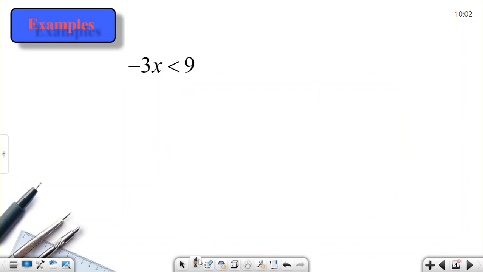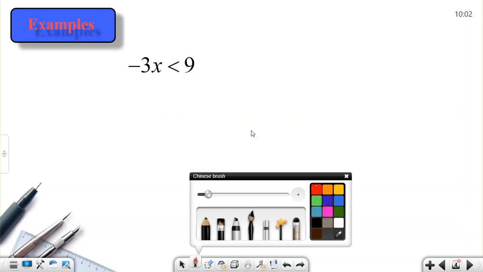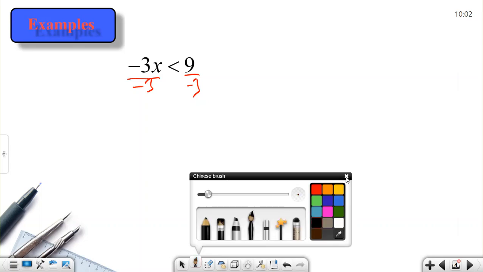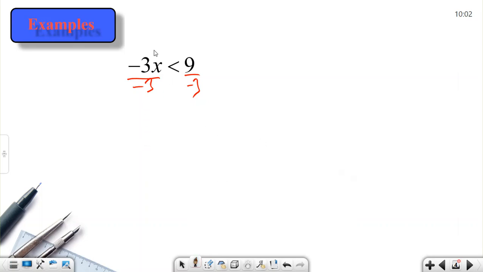So let's continue. Negative 3 times x is less than 9. I need to divide both sides. As you see, negative 3 is the coefficient here. I need to divide both sides by negative 3. Remember, if you divide both sides by a negative number, negative 3 divided by negative 3 is 1. So 1 times x is x. Because I divide both sides by a negative number, the inequality sign will change. 9 divided by negative 3 is negative 3. So x is greater than negative 3.